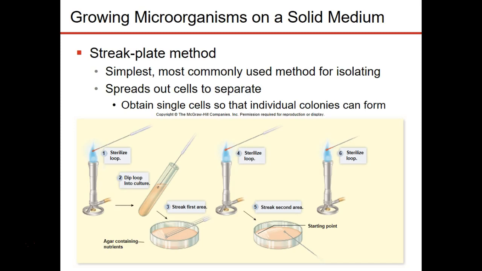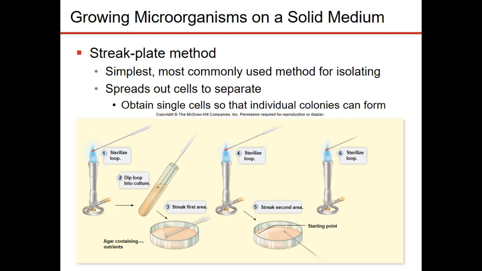In our lab, we're going to learn how to separate bacteria using a process called the streak plate method. This is a very easy method, but it takes practice, so don't be upset if it takes you a couple of times. The idea behind it is we're going to start out with millions of cells and hopefully cut down the number of cells to just a few cells.